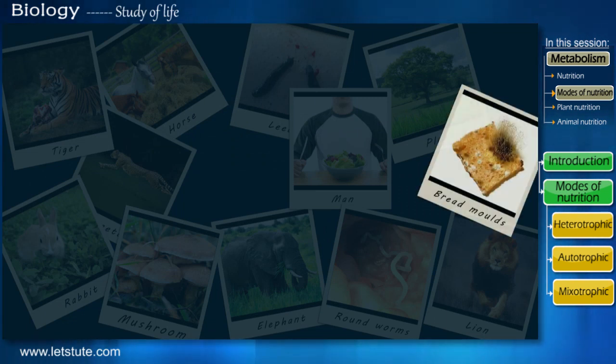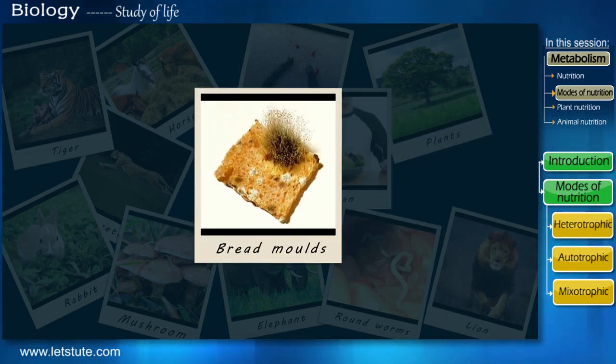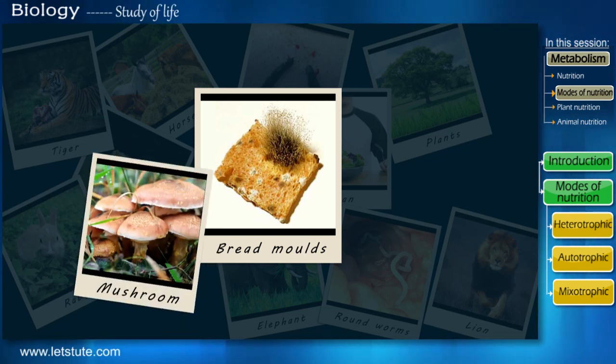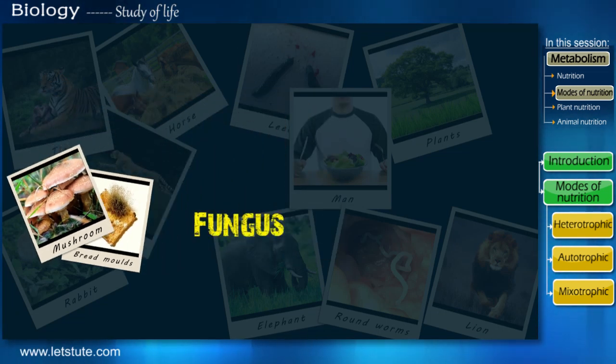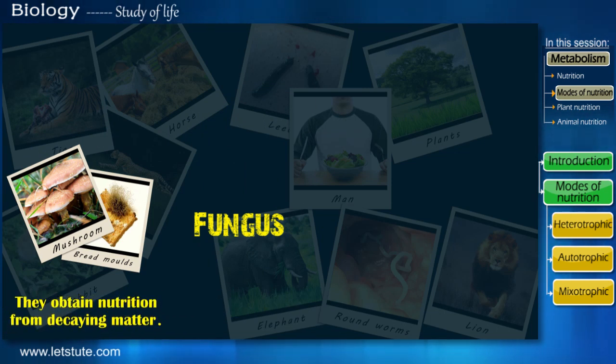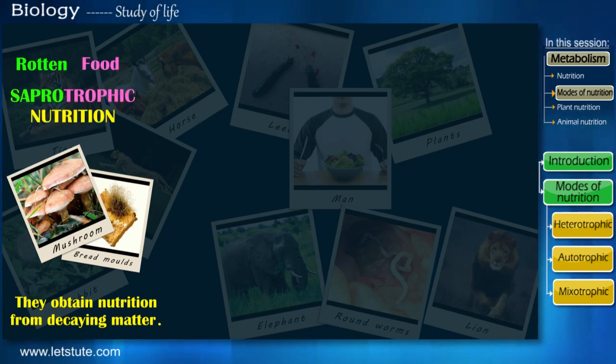We have all seen molds that grow on a piece of stale bread, right? And because of this, we know that rotten and decaying plant and animal matter is a site for fungal growth, as that fungus is getting its nutrition from the decaying and rotten matter. And this way of acquiring nutrition from dead, decaying matter is called as the saprotrophic mode of nutrition.